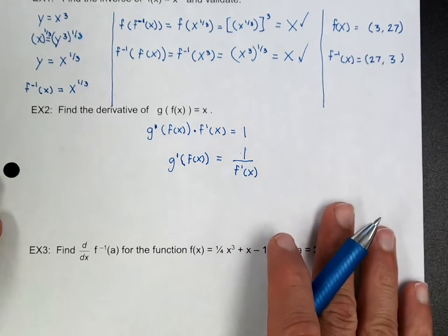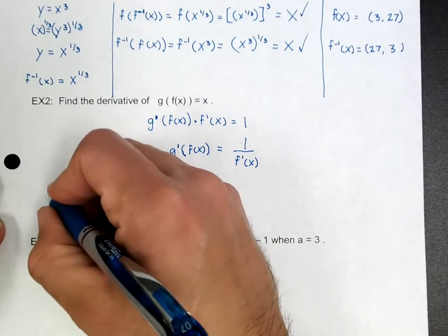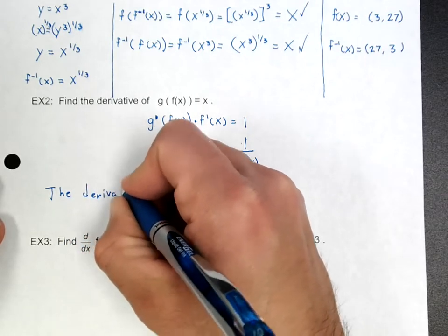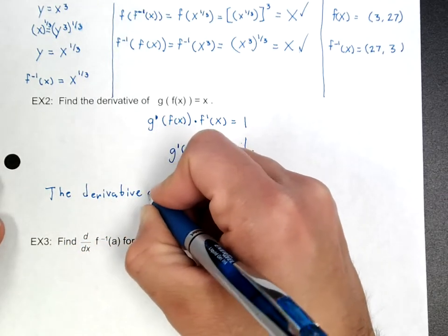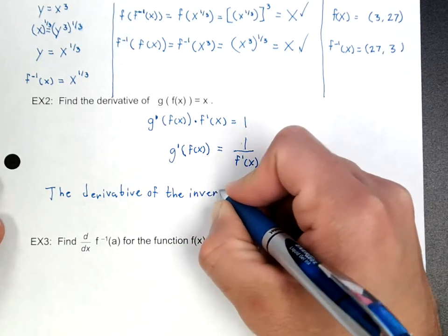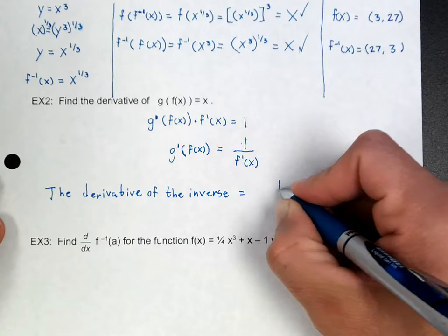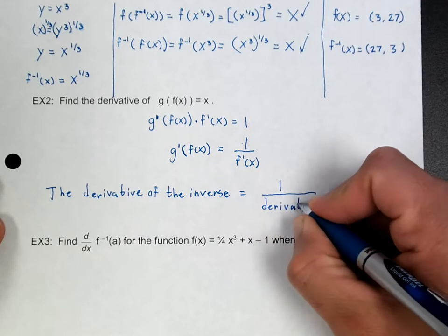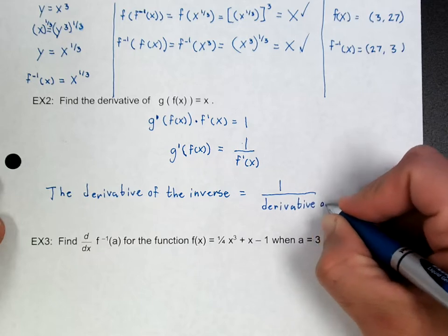So I'm actually going to write this out. The derivative of the inverse is equal to 1 over the derivative of f.